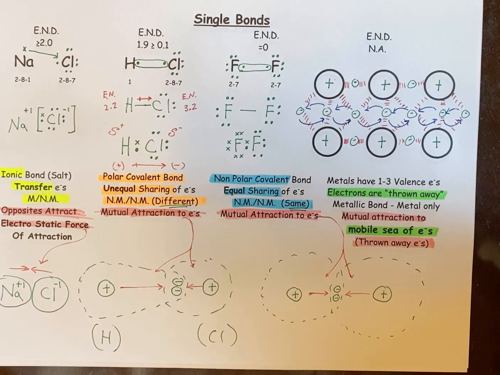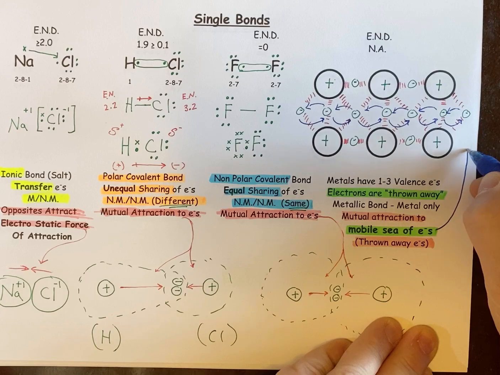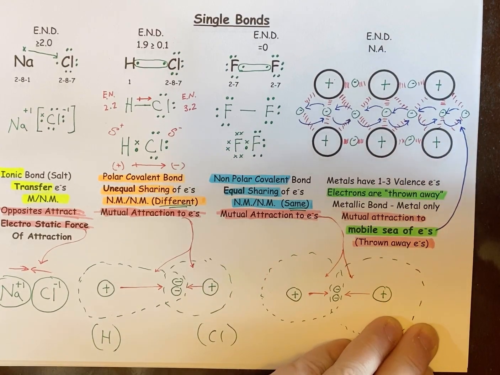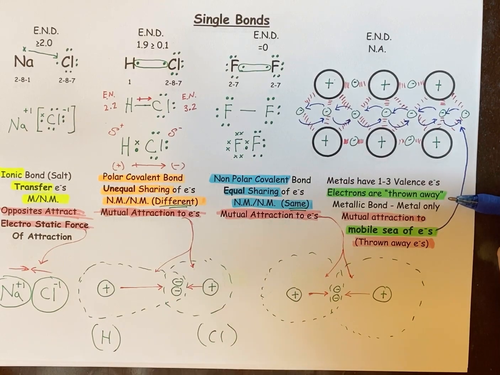So it actually makes all of the metals' properties, and we'll go into this a little bit later when we talk about properties, but this is what's called a mobile sea of electrons. And it actually only exists in metallic bonds. And it is the mutual attraction to this mobile sea of electrons that gives metals their properties. It's also what holds metals together. So it is a big deal.